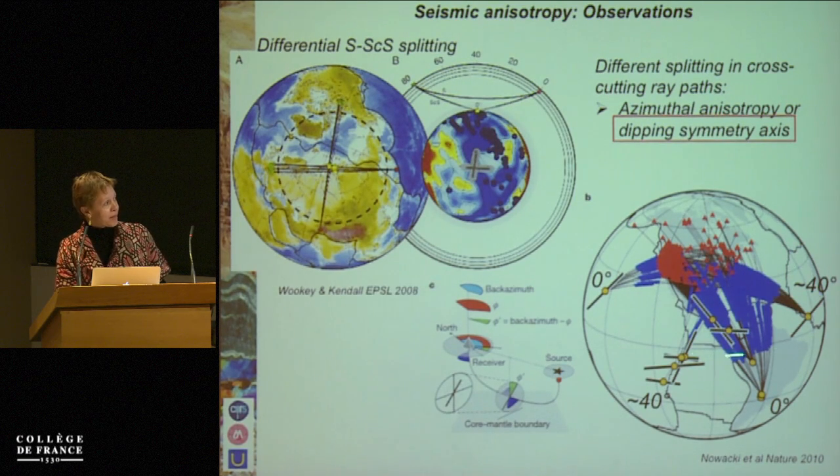And then they started to treat more and more of this data. And what they propose when they back project the anisotropy they see at the surface to the deep mantle is that in some places it was really SV that was faster than SH, but in some places they had to propose that the fast axis of anisotropy was inclined relative to the horizontal, or relative to the core mantle boundary.